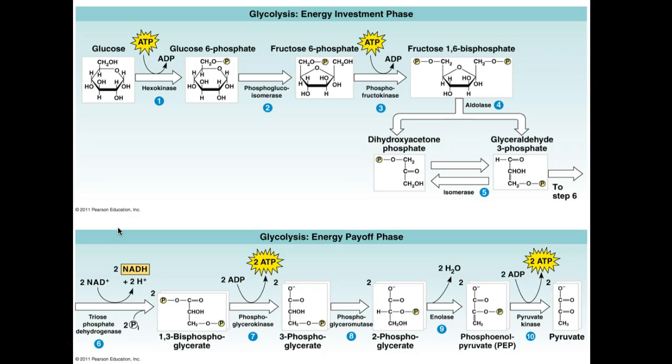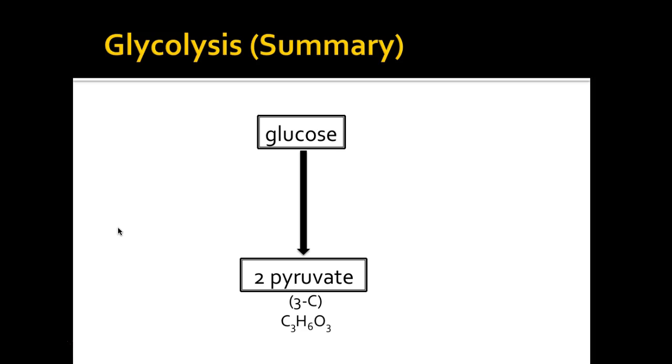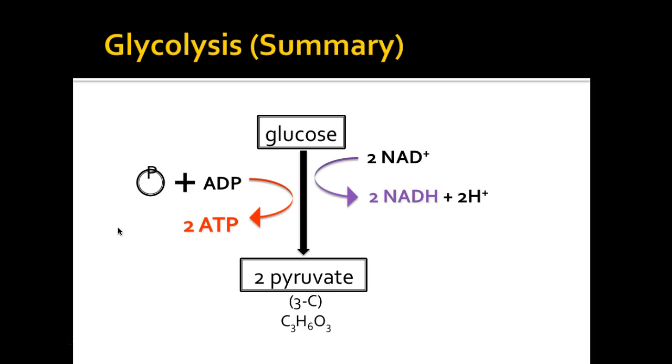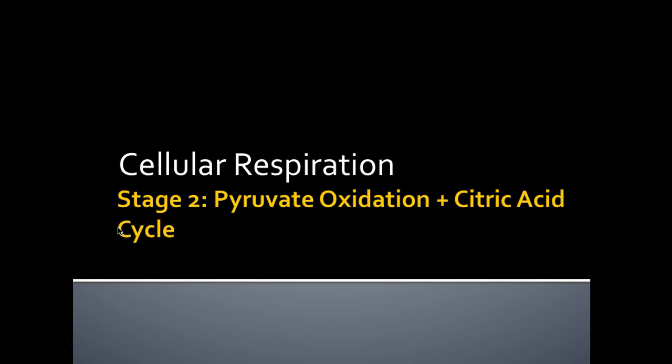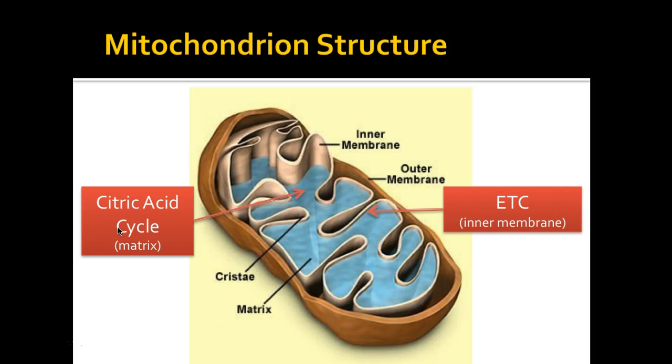Now, what happens after glycolysis is going to depend on the availability of oxygen gas. So glycolysis, in summary, glucose gets converted to pyruvate, 2 ATP and 2 NADH and 2 water molecules come out. Now we have pyruvate, the oxidation of pyruvate plus the citric acid cycle. So oxygen gas is available.